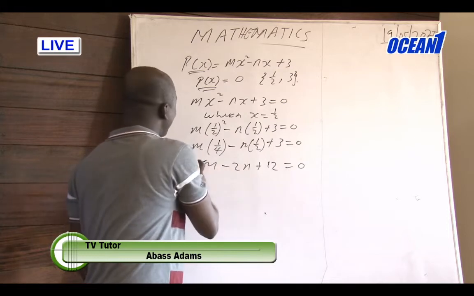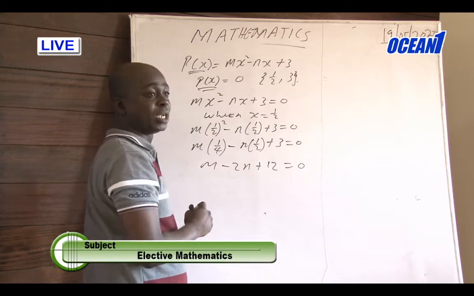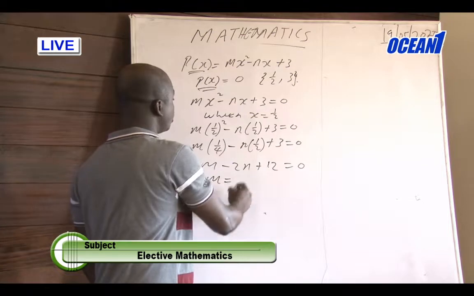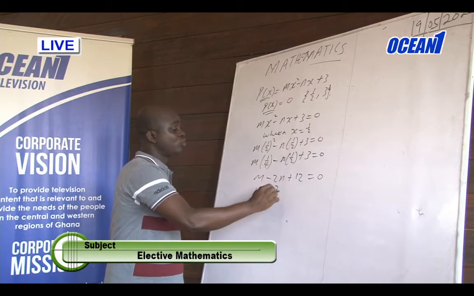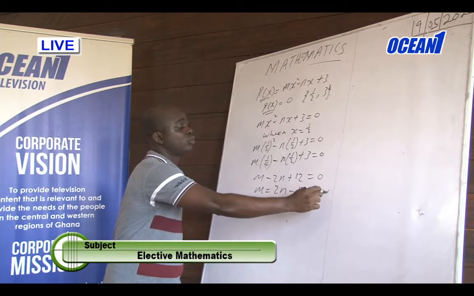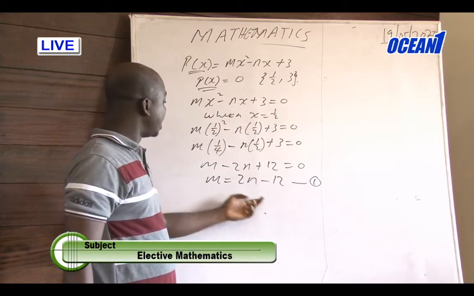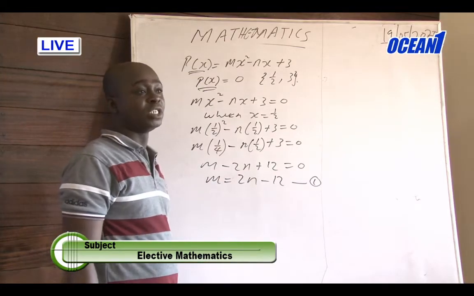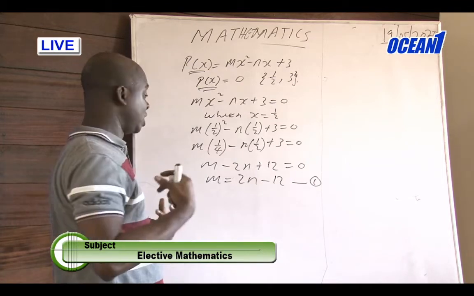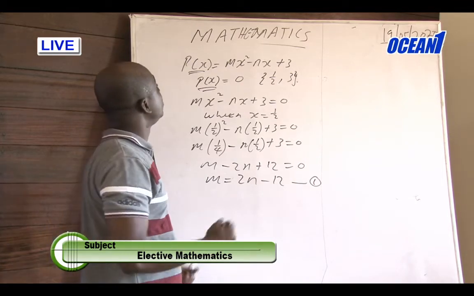We see that our coefficient of n is 1. Therefore, we can just say that m equals 1 if you move this one, you're getting 2n minus 12. This is what we can call equation 1. In doing so, we have already set up that we are going to use the method of substitution, which I've learned over the period that we have been going through.